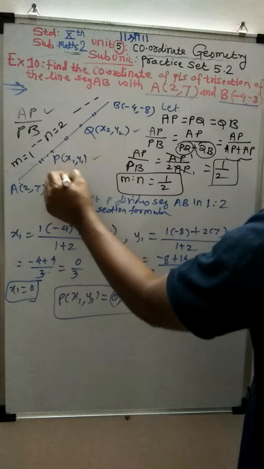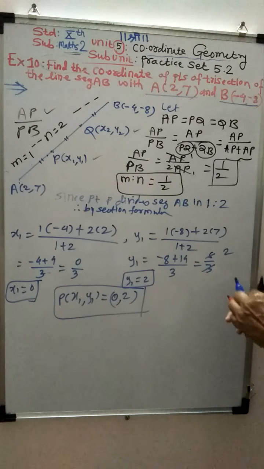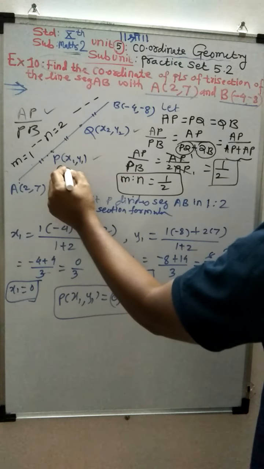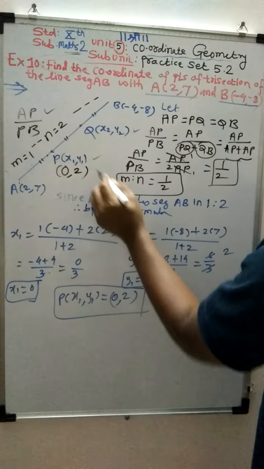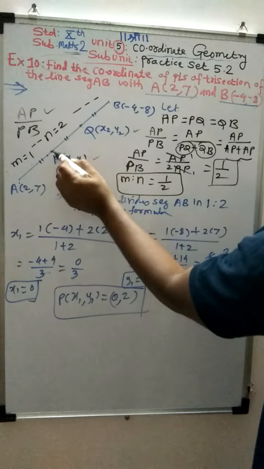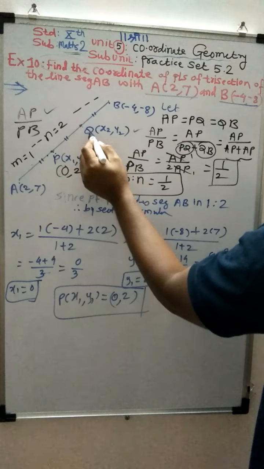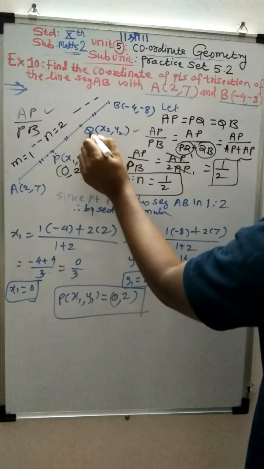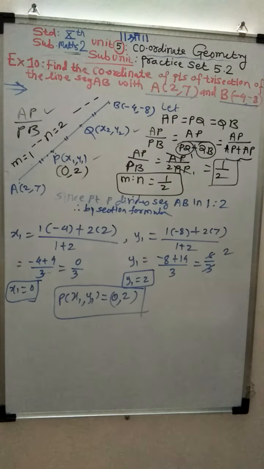Now we mention here the coordinates of point P: 0 and 2. Now see segment PB. Q is the midpoint of segment PB. So to find the coordinates of point Q, use the midpoint formula.